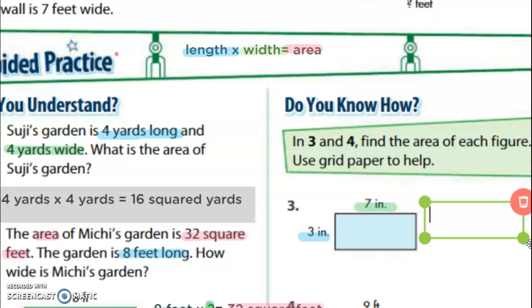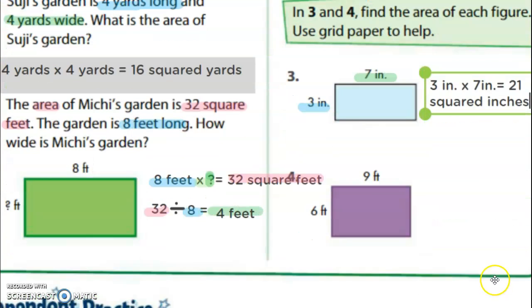3 inches times 7 inches. Now I've been practicing my threes, so I know that 3 times 7 is 21. And it's my area, so it has to be in squared units. Sorry, squared inches was my unit, inches. Number 4, 9 times 6. I know that I am multiplying the length times the width.